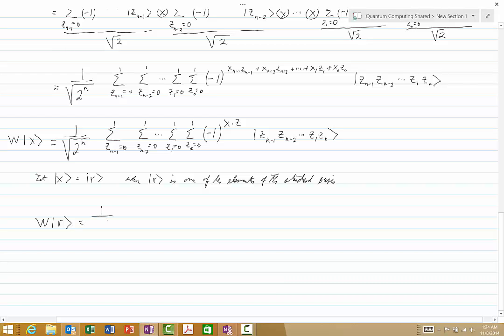W of r is equal to 1 over the square root of 2 to the n times the sum z_{n-1} equals 0 to 1, sum z_{n-2} equals 0 to 1, sum z_1 equals 0 to 1, sum z_0 equals 0 to 1 of negative 1 to the r dot z power times z_{n-1}, z_{n-2}, ..., z_1, z_0.